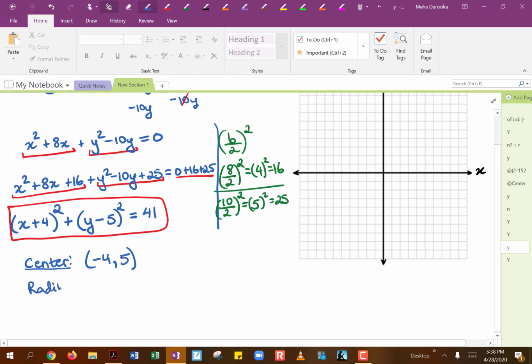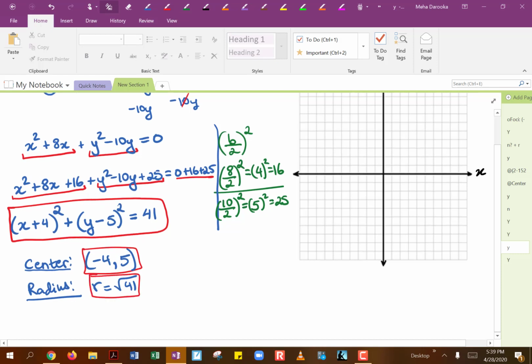And then of course the radius is going to be, you take the square root of the number on the right hand side, and that is the square root of 41. We'll leave it as it is because you cannot simplify it. So we of course will not be able to break it down anymore. So this is our center and our radius.